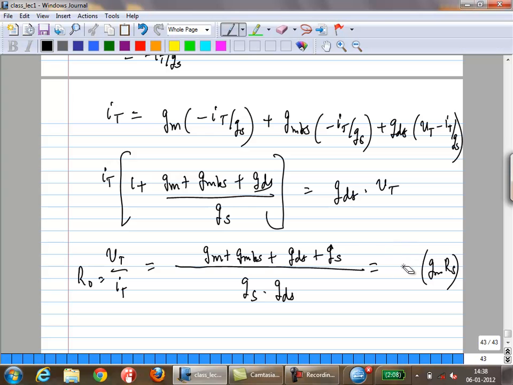And let's also, again, I should have written this differently right at the beginning. Let's write it in this way. Right? What is GM RDS? That's the intrinsic gain of the MOSFET. The intrinsic gain of a MOSFET is GM RDS. You remember this expression? GM RDS times RS? You do. At least some of you do.